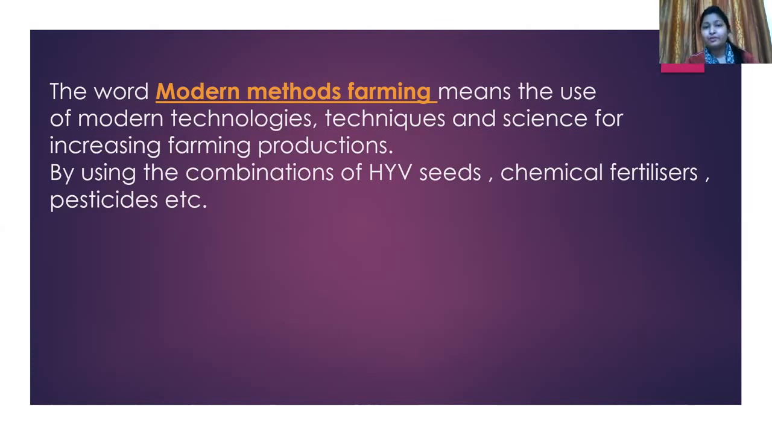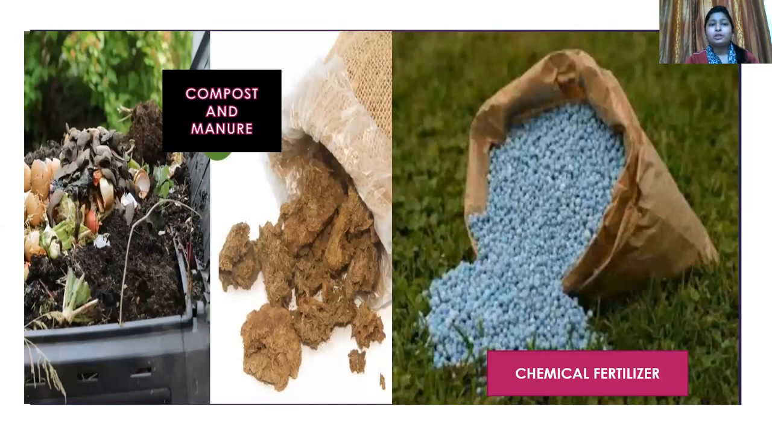Now moving on to the first difference. Can you see the compost and manure highlighted in picture 1? And in picture 2, you can see that chemical fertilizer is being used. Compost and manure are generally used for carrying out traditional methods of farming, whereas chemical fertilizers are very much needed in modern methods of farming, because these are highly dependent upon chemical fertilizers. Moving on to the next slide.